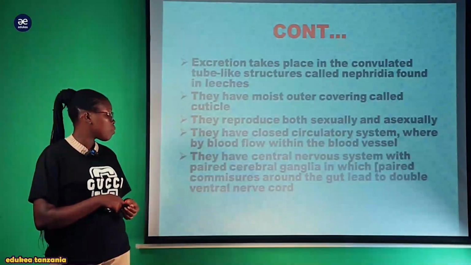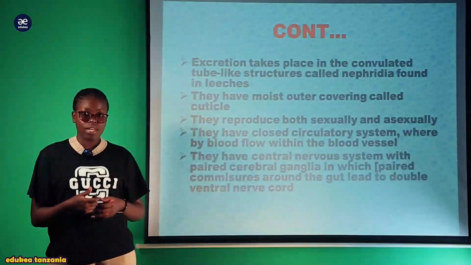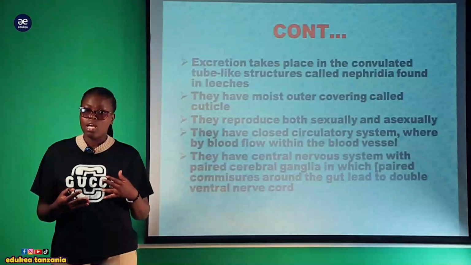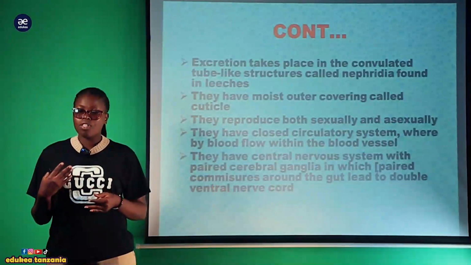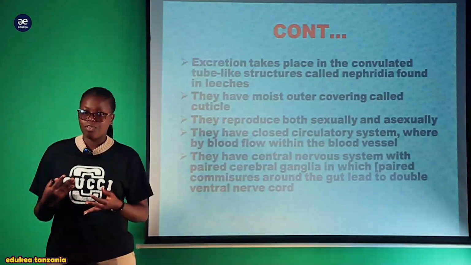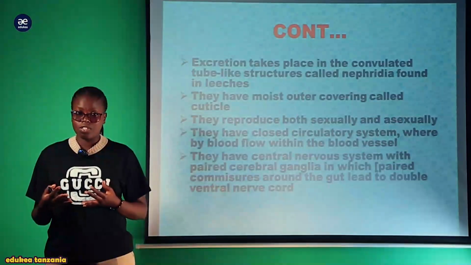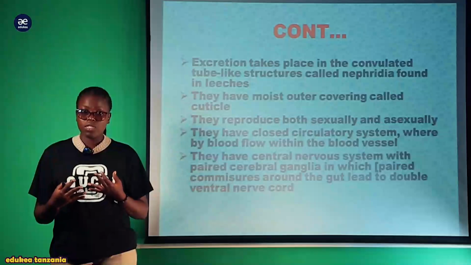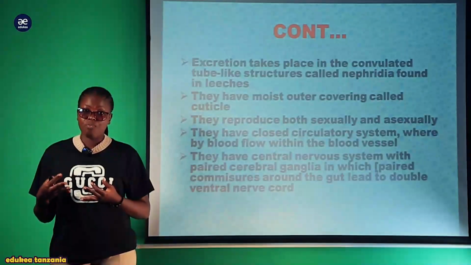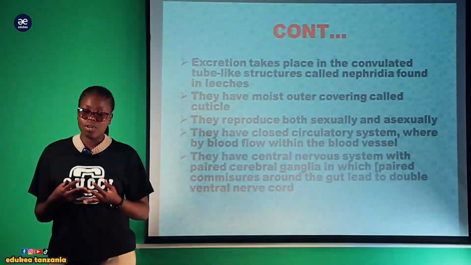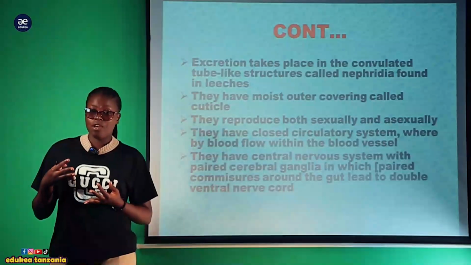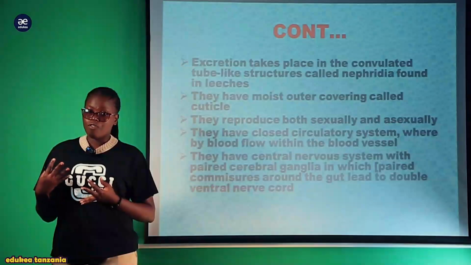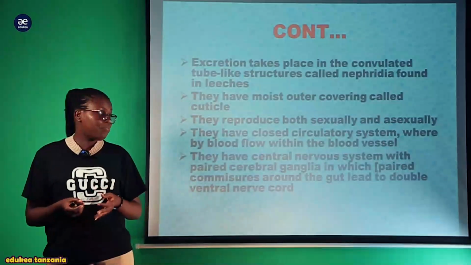Vilevile, they tend to reproduce both sexually pamoja na asexually. Sexual reproduction involves the fusion of both male and female gametes for fertilization to form a diploid zygote. Asexual reproduction does not involve the fusion of gametes; only a single parent is capable of bringing forth another organism. They undergo asexual reproduction by fragmentation, where they break into fragments and each fragment is capable of growing into another matured organism.